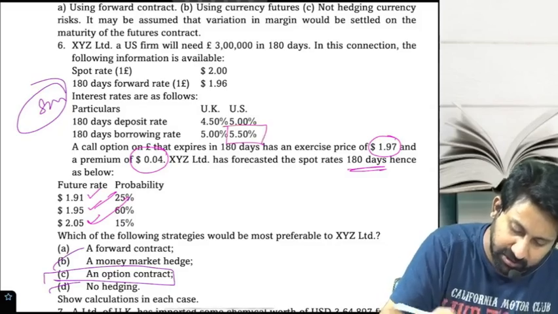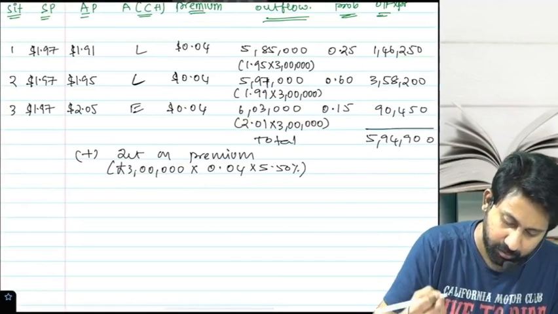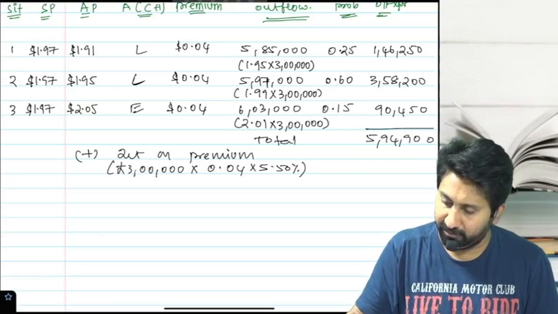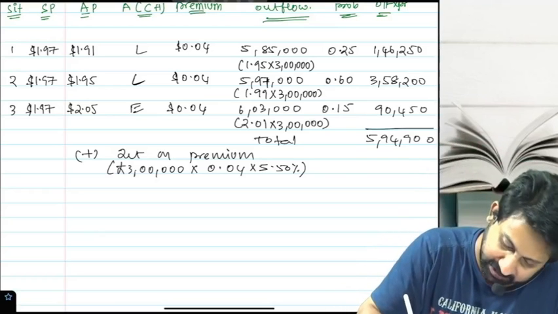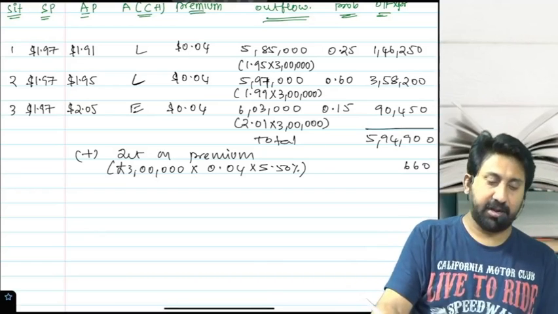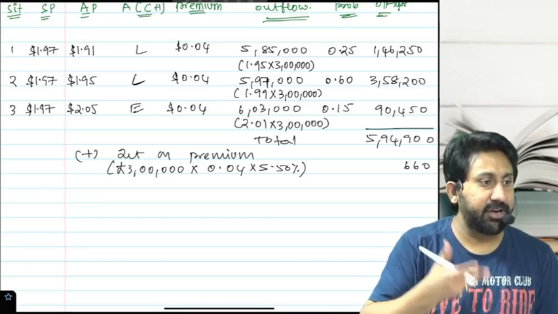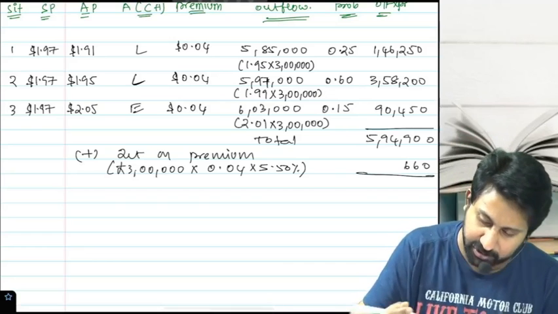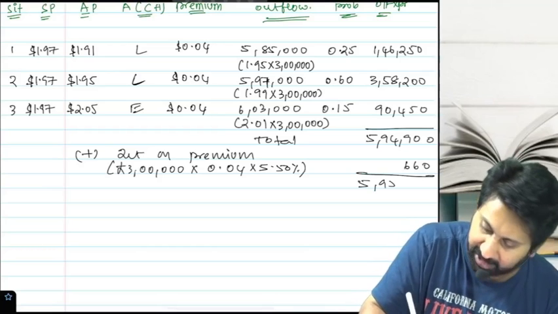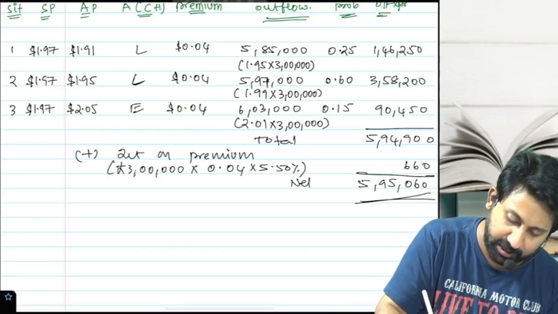In home currency, how much is the opportunity cost? 5.5%. So 3 lakh into 0.04 into 5.5% is 660. I will pay in pounds only, but first I need to have dollars to pay, so the dollar opportunity cost is there. Plus 594,400, it is 5,95,060. This is the total net outflow.